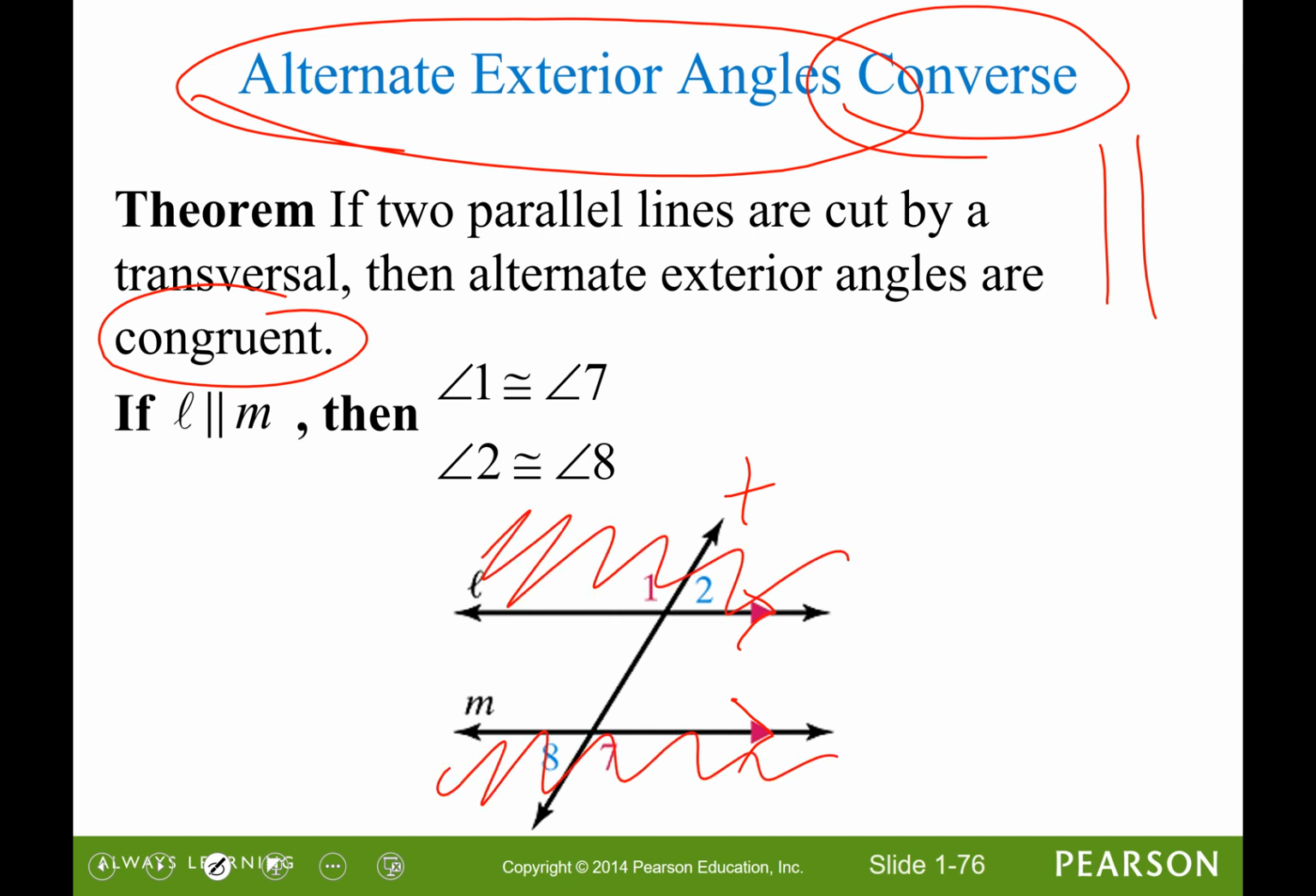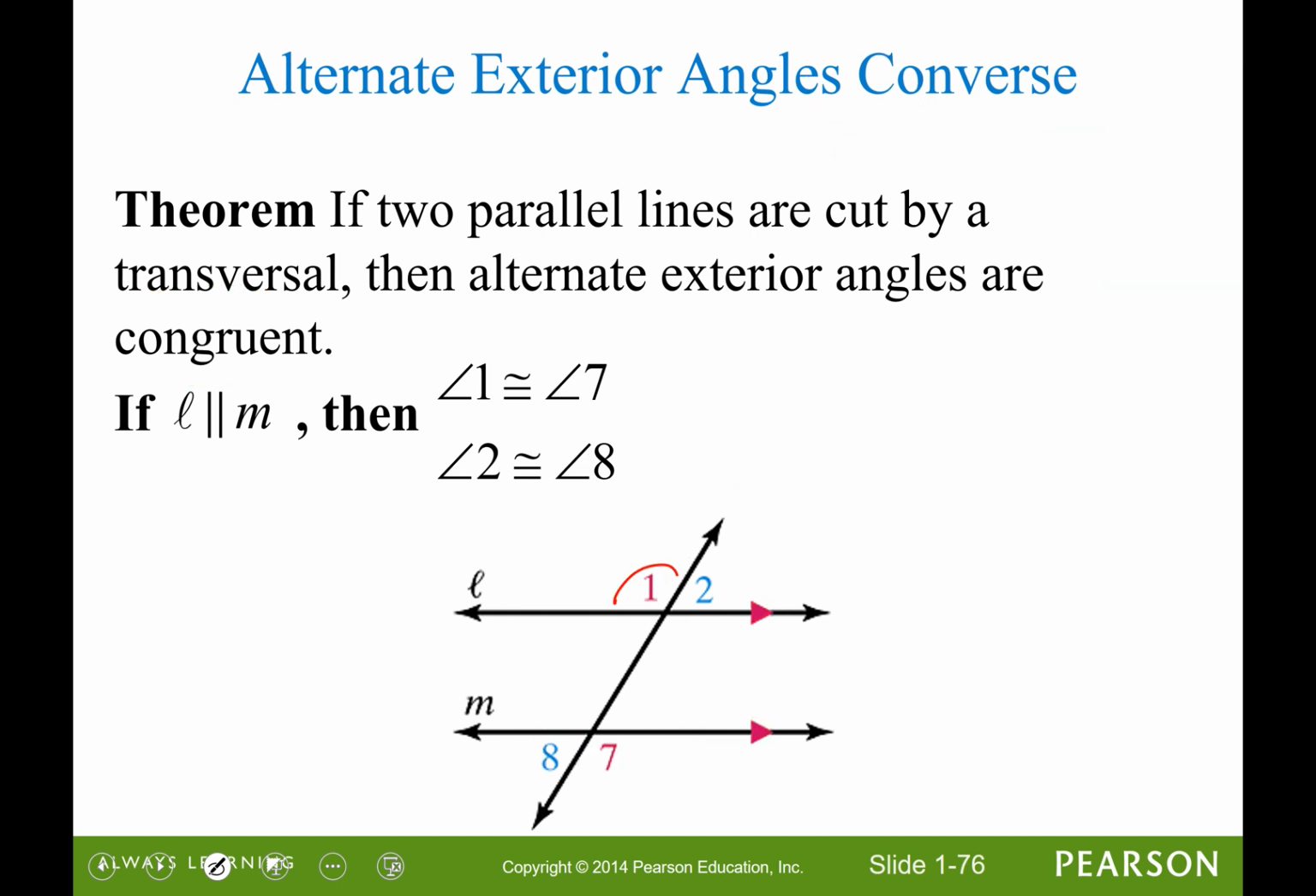So 1 and 7, 2 and 8 would be congruent. 1 and 7, 2 and 8. Justification: alternate exterior angles, converse.